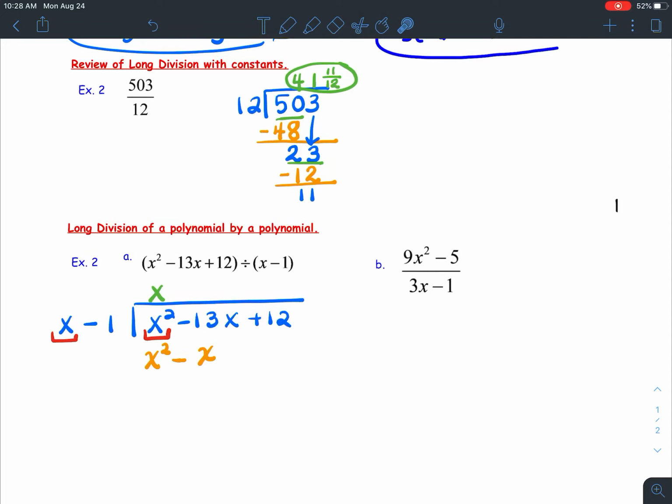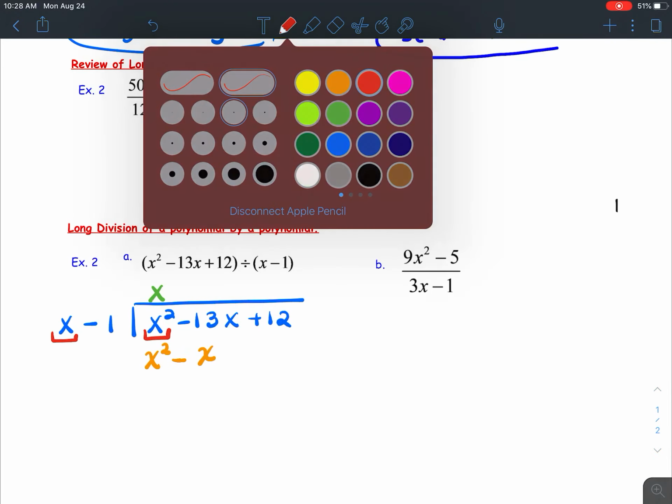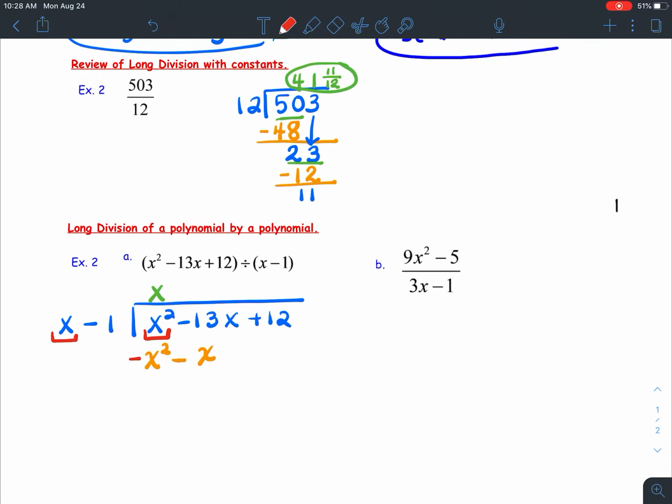We flipped the sign on the 48. So if it was positive, then we went ahead and made it negative. Well, everything I have here in orange, I need to flip the sign on all of that. If it's positive, I want to make it negative, and if it's negative, I want to make it positive. Okay, so I'm going to make this negative, and I'm going to flip the sign on this and make that positive. Okay, then I'm going to go ahead and add down.